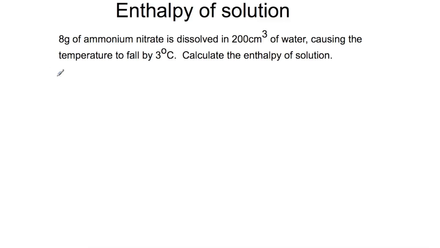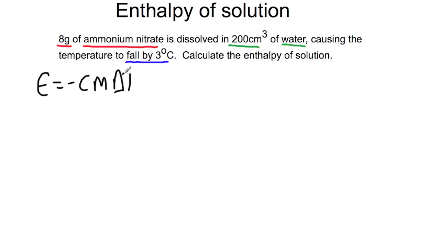Here's a second example looking at the enthalpy of solution for ammonium nitrate. So just like before, we're going to look at what we have in the question. So we have 8 grams of ammonium nitrate. We're dissolving that in 200 centimetres cubed of water. And this time it's causing a temperature fall of 3 degrees. So we're using the equation E equals minus Cm delta T. And we're going to continue with the minus here.